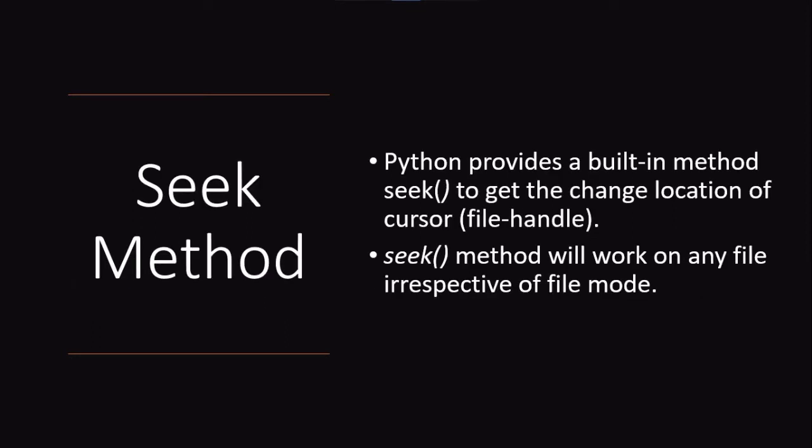Now let's understand the seek method. Python provides a built-in method seek to change the location of the cursor. Using this method we can actually move our cursor, that is, change the location of the file handle. As we wish, we can take it to the start of the file, to the end of the file, or to a specific location in the file. The seek method will work on any file irrespective of the file mode.